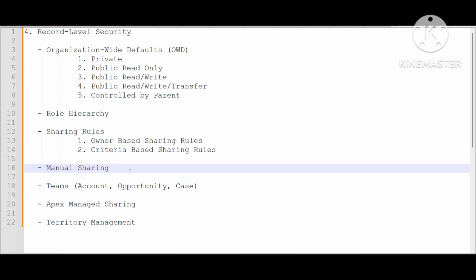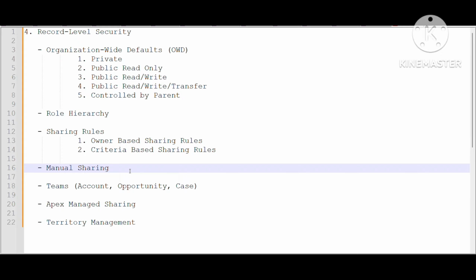Then we have the teams. For objects like accounts, opportunities, and cases, we have the account team, opportunity team, and case team. If we add a particular user as an account team member or opportunity team member, they get access to that particular record.